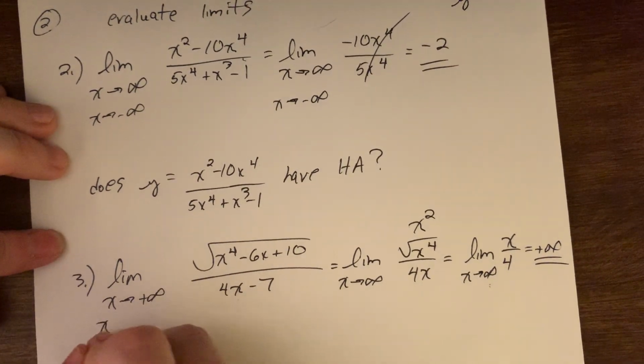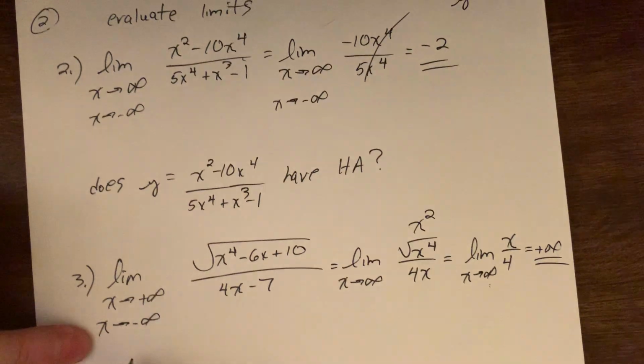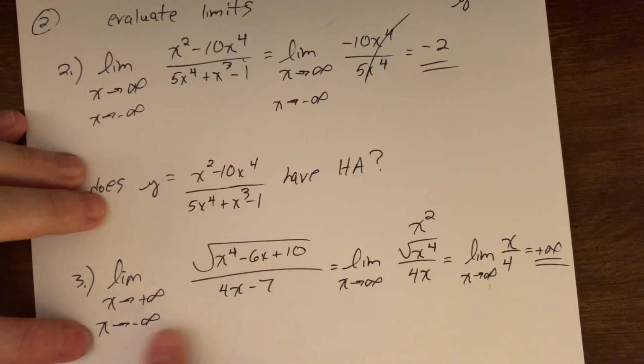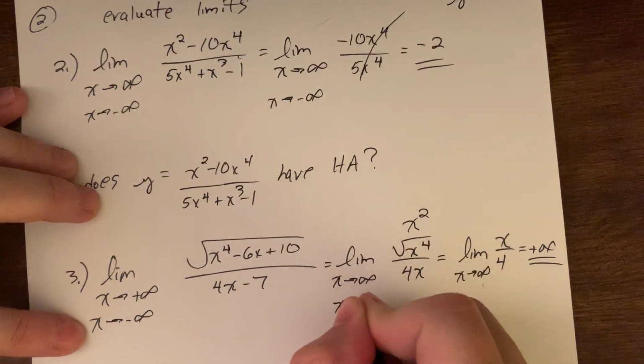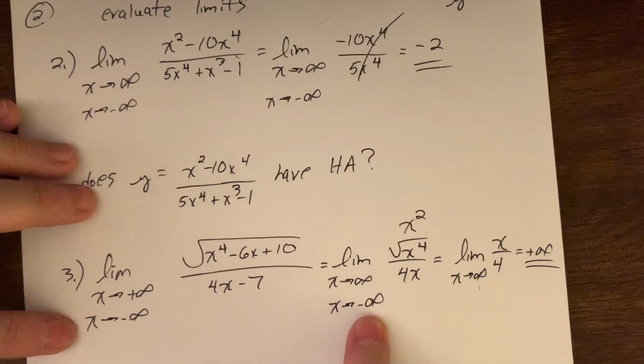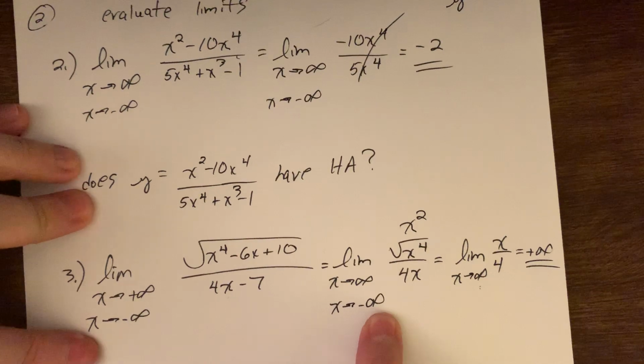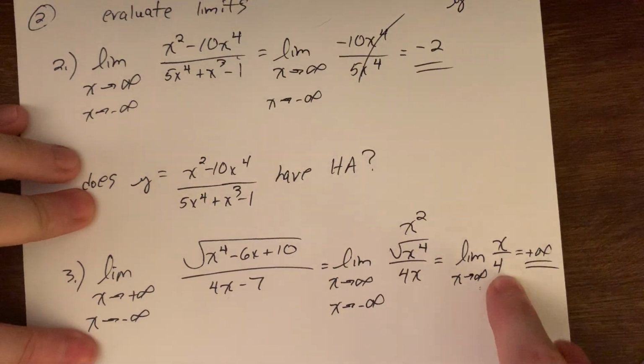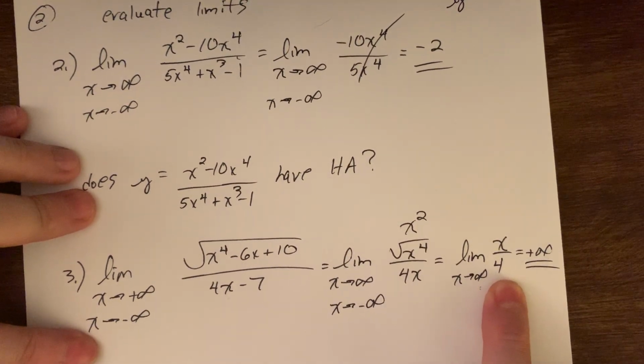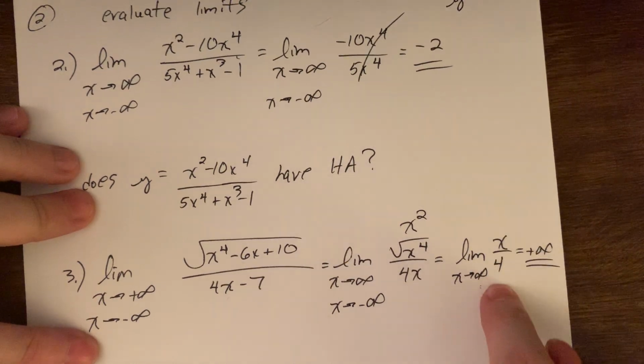What about if I change the problem to negative infinity? Still an infinity, still dominant terms. But now I would be plugging in a huge negative value for x. So I get huge negative value divided by 4. And remember, still huge. I'm not talking about negative 10 divided by 4.